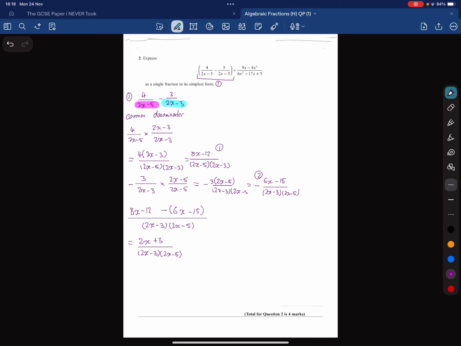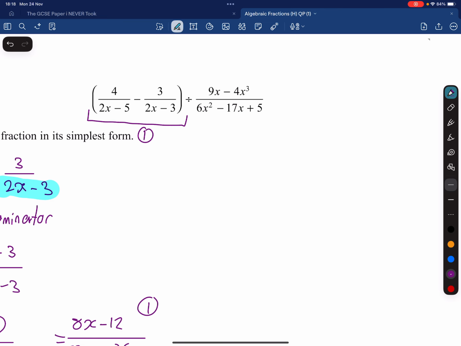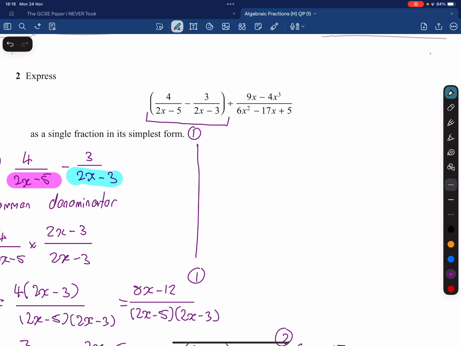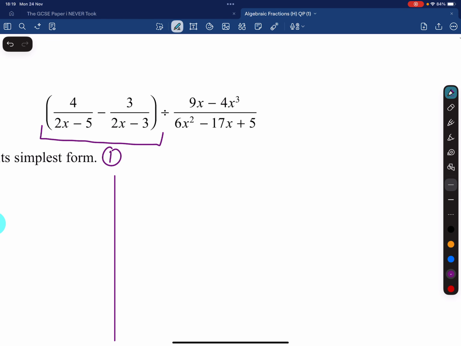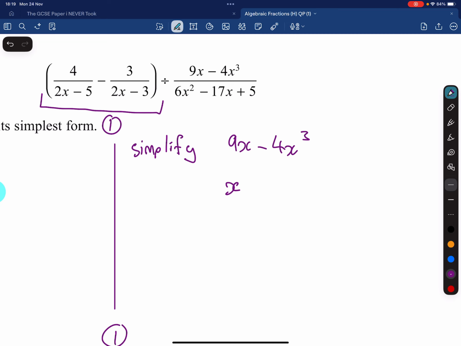Okay. Do I have space to do the next bit though? Let's add a page. So now we need to simplify this horrific beast. So we need to simplify. We've got 9x minus 4x cubed. Okay, so what I'm going to do is I'm going to bring an x out. This would be 9 minus 4x squared.